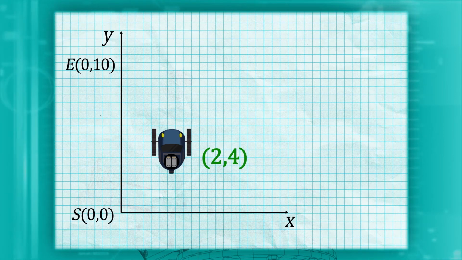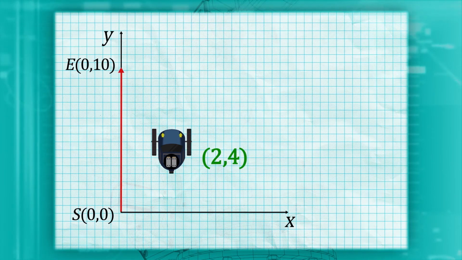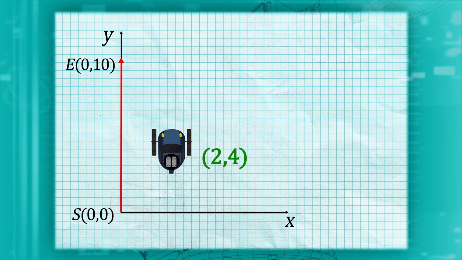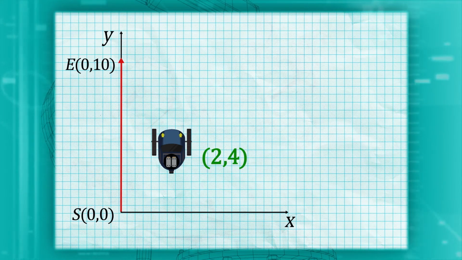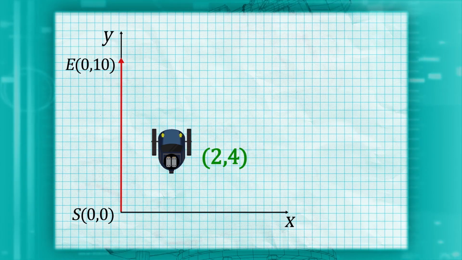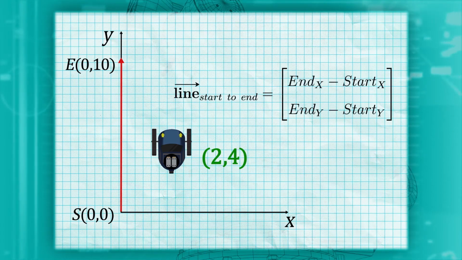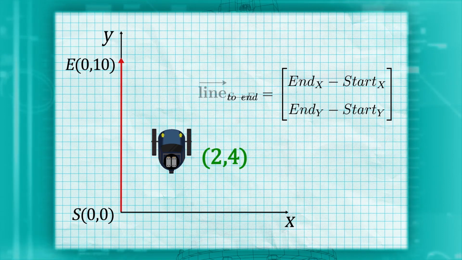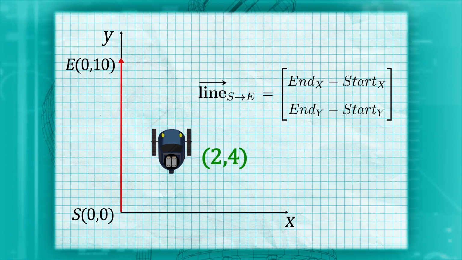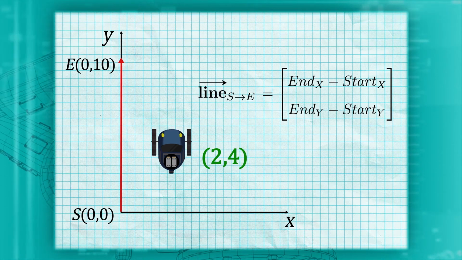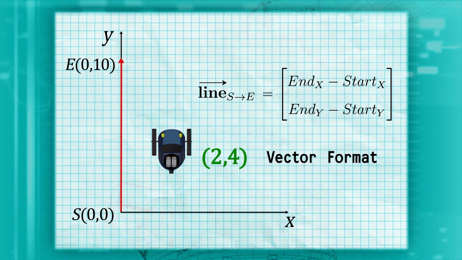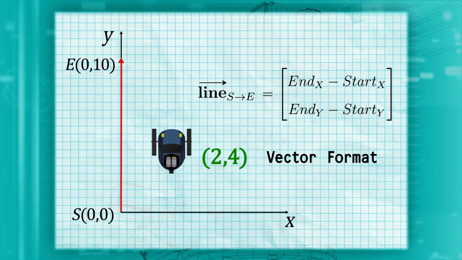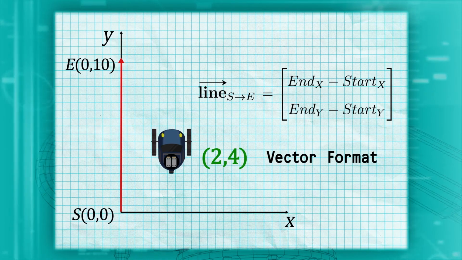Unlike normal lines, our trajectory has a direction to it. You follow the trajectory from start to the end. And since our trajectory is provided for us, we already know these 2 points. We'll write our line like this, using S to E as shorthand for start to end. We call this format the vector format for a line, and we'll use an arrow over the name to indicate that it is a vector.